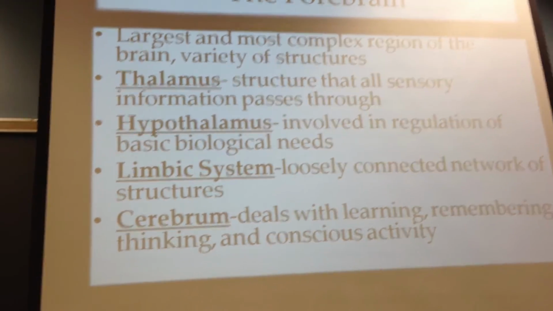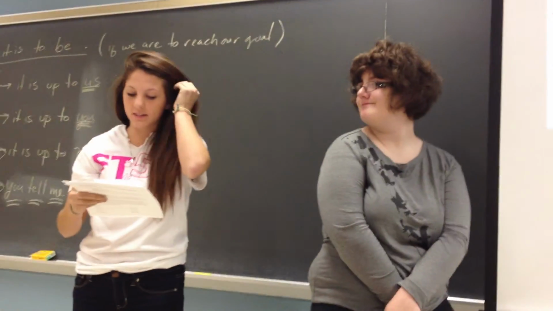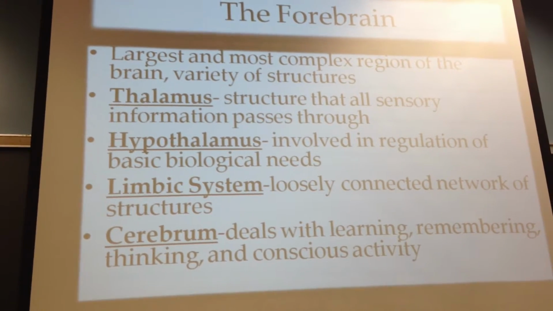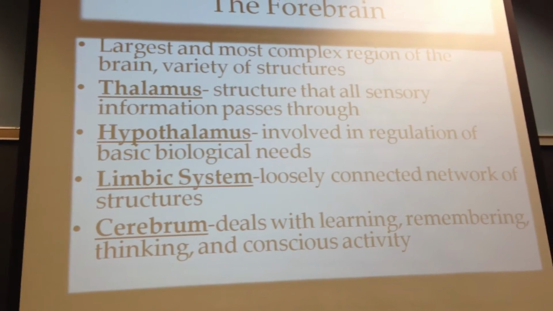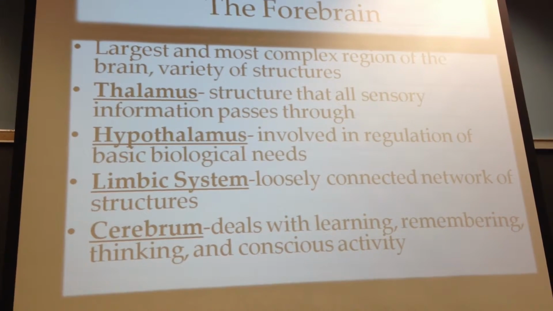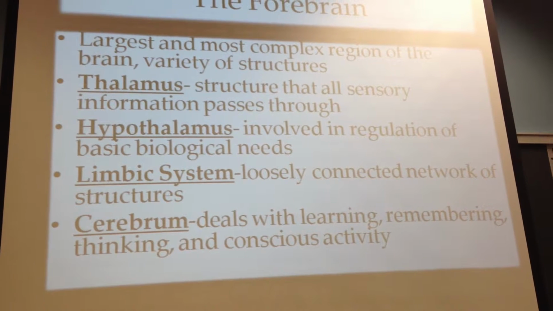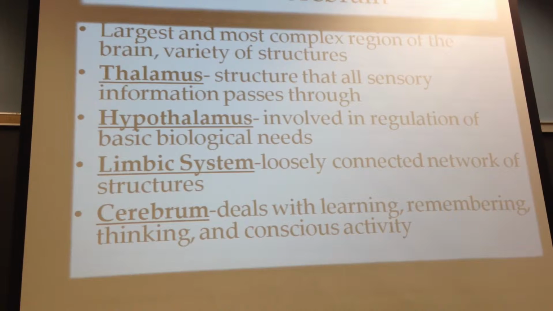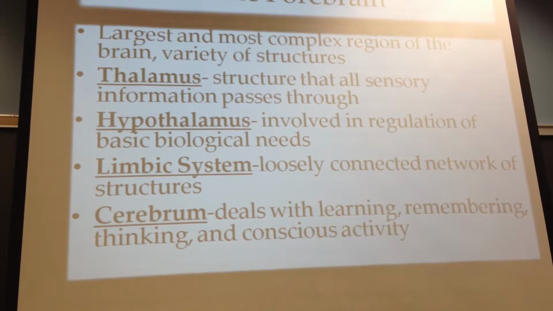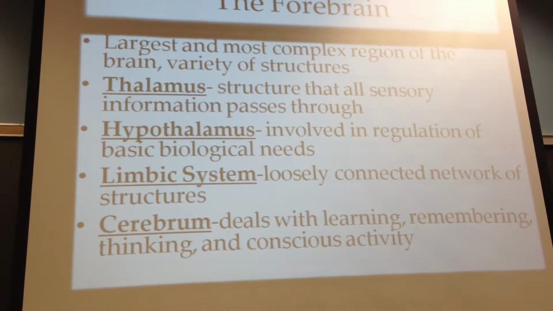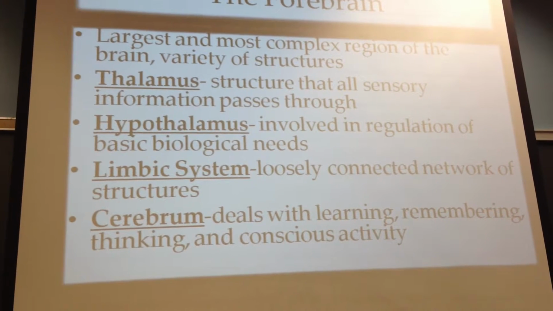Alright, my part of the brain was the forebrain, and as is on the board, it's the largest structure of the brain with various functions. The four main parts of the forebrain are the thalamus, the hypothalamus, the limbic system, and the cerebrum. The thalamus handles all sensory information except for smell, and it has to pass through the cerebral cortex to get to the thalamus. The hypothalamus is the base of the forebrain and controls the four F's of the body: flight, fight, feed, and mate. It is the link between the brain and the endocrine system, and then the limbic system and the cerebrum I'll explain later.